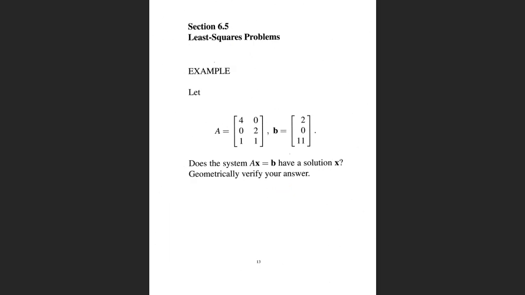Okay, so we have a matrix A and a vector b, and we want to know, does this system have a solution? Okay, so let's go ahead and see if we can get a solution to this system. So here we are on the next page. And of course, this matrix equation yields a system of equations that we wish to solve.